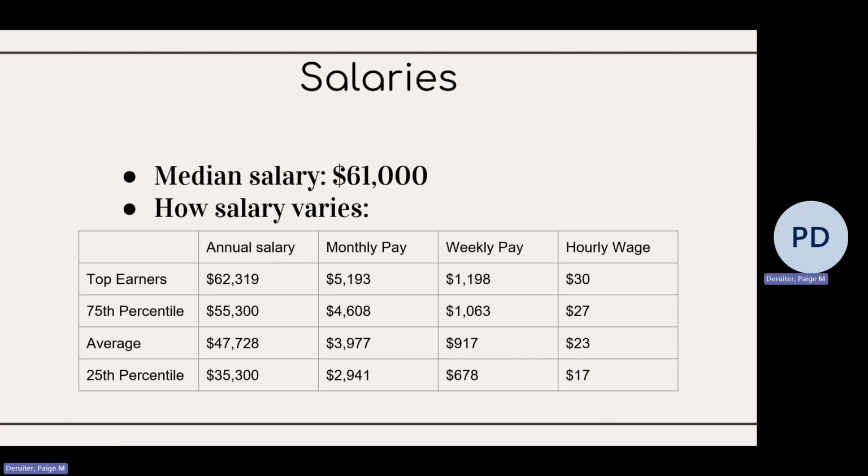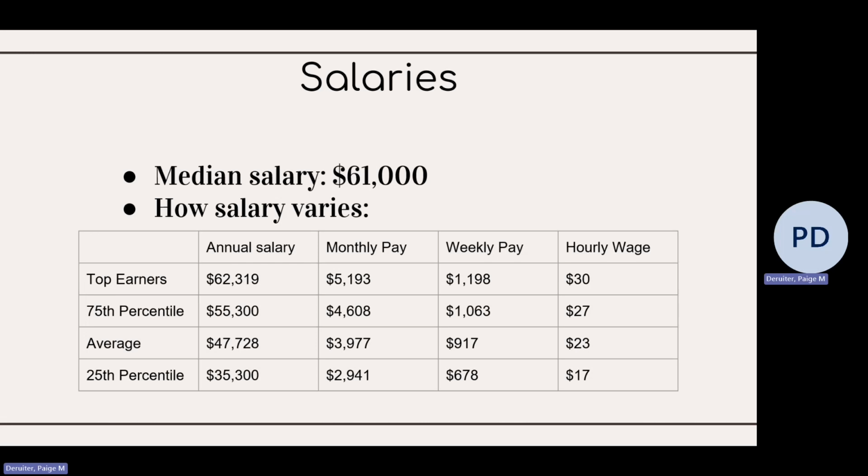So here's some salaries I found. This is mainly for Michigan, so it changes wherever you are and how long you've been teaching, and there's a lot of factors that go into it. But the median salary is about 61,000. And then for this, I broke it down into charts. So I'm just going to go over the annual salary because from there you can kind of break it down into the monthly pay, weekly, and hourly wage.